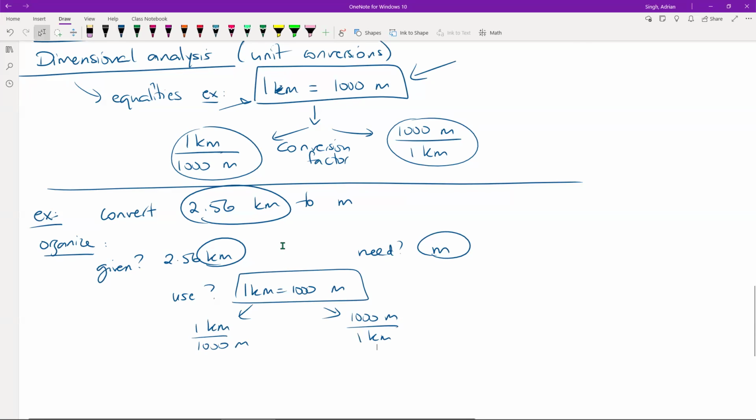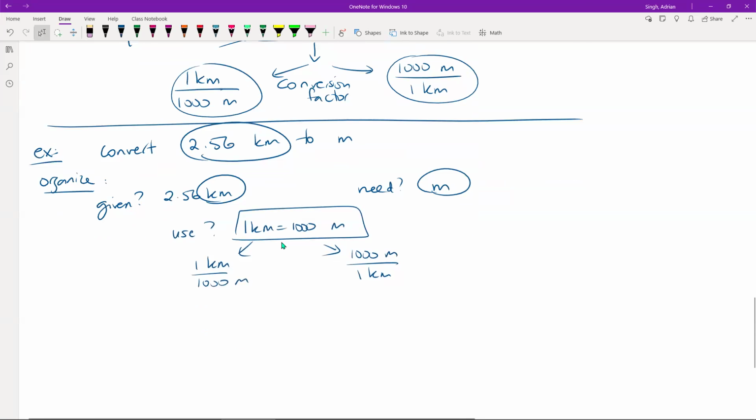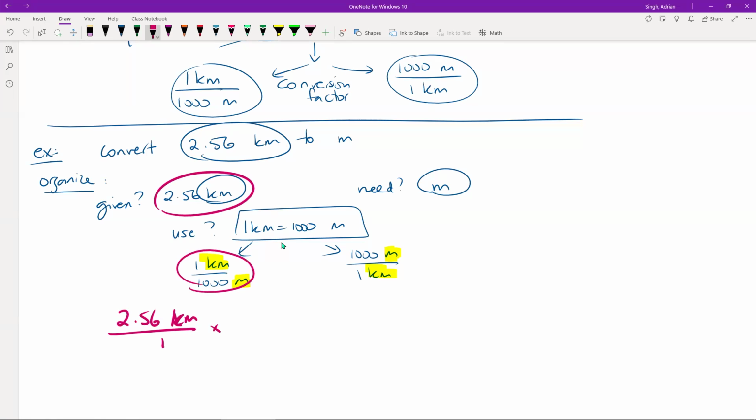So as I'm writing these out, hopefully what you're also hearing is that I'm not just putting the numbers 1 over 1,000 or 1,000 over 1. I'm also keeping track of my units, right? Because that will actually help you figure out how you do this. If I'm going to set this up now, you always start with what's given, 2.56 kilometers in this case. You'll put that over 1, then I'm going to multiply it by one of these three conversion factors.